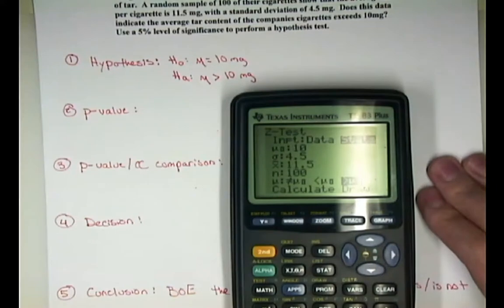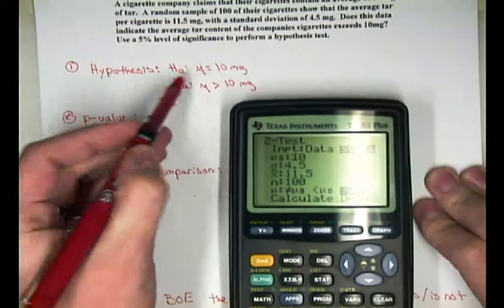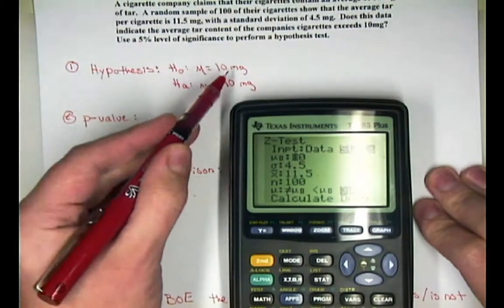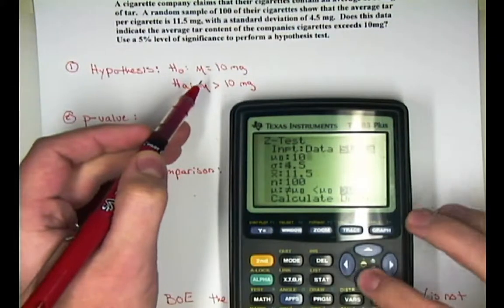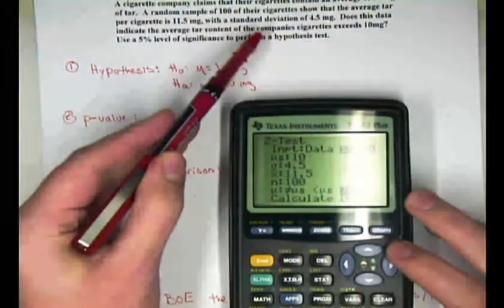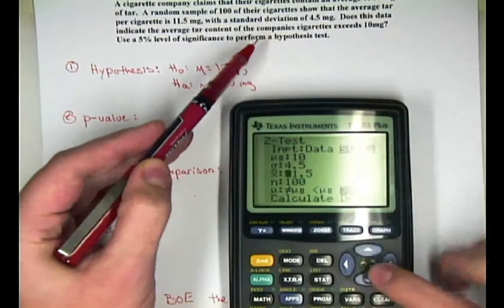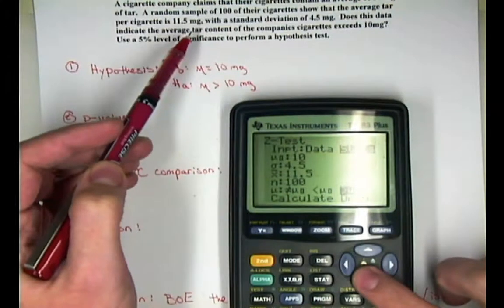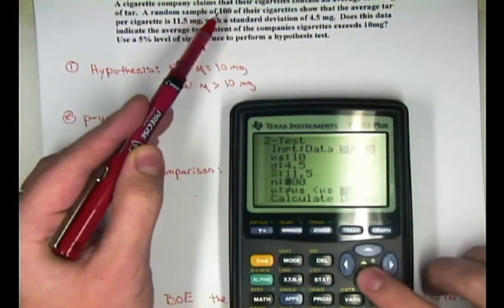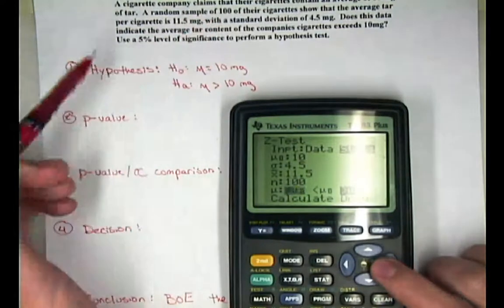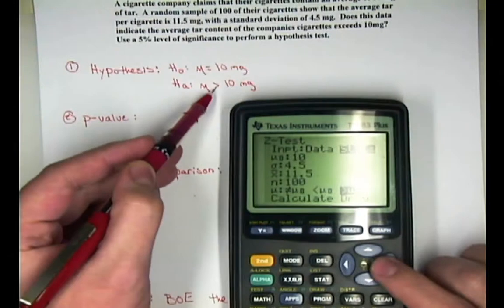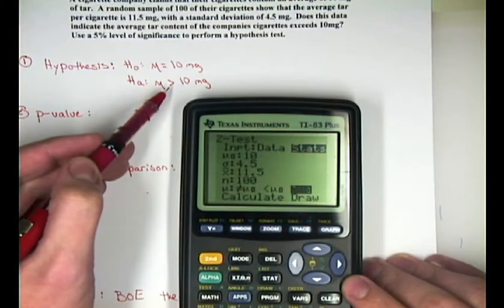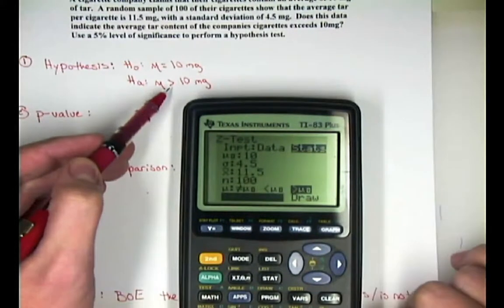Mu naught is what H naught claimed it to be. So mu naught is this mu right here, which is 10. Sigma is the standard deviation given to us in the problem, which was 4.5. X bar was the sample average, 11.5, given to us in the paragraph. N was 100, which was the sample size given to us in the paragraph. The last thing you need to select is what kind of test you have. We have a right-tailed test, so we need to select the symbol mu greater than mu naught, which we selected, and then we hit calculate.